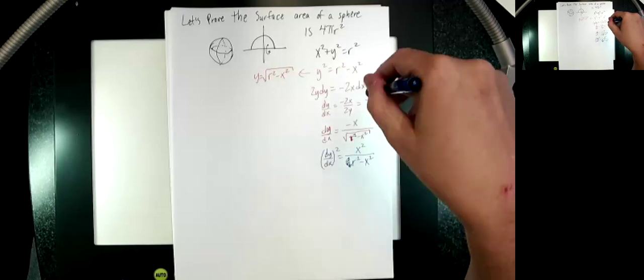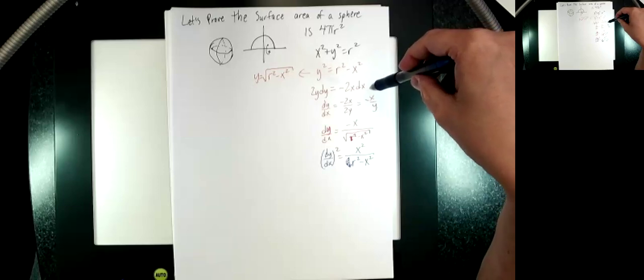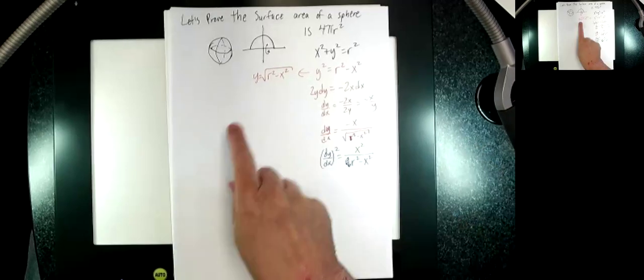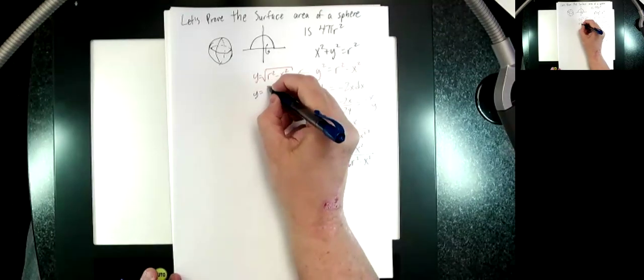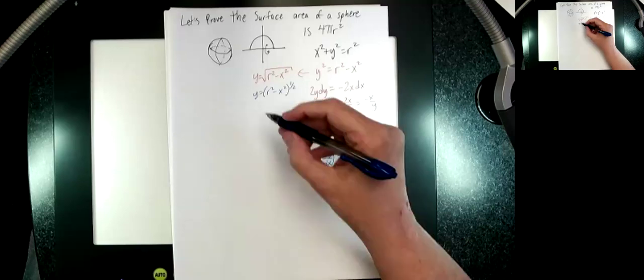Does everyone remember implicit differentiation? Or it may not be great at it, but does the idea look familiar? You can get the same thing by taking the derivative here. Just rewrite this as y equals (r squared minus x squared) to the 1/2. And remember, r is a constant, so when you take the derivative, it goes away on the chain rule part.